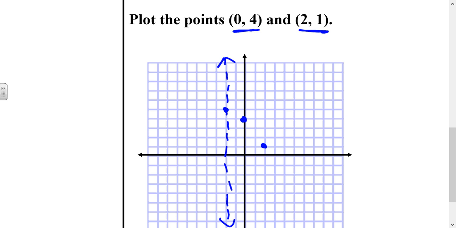And because it's a parabola, it's symmetrical, so I can just reflect this point to the other side, 2 spaces over, and this one is 4 spaces over, and there's my parabola.